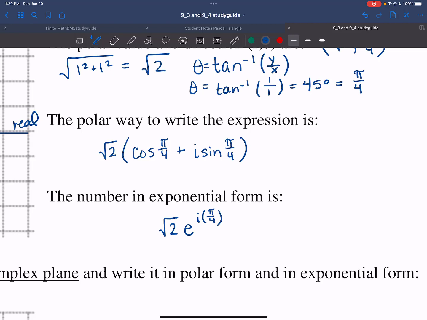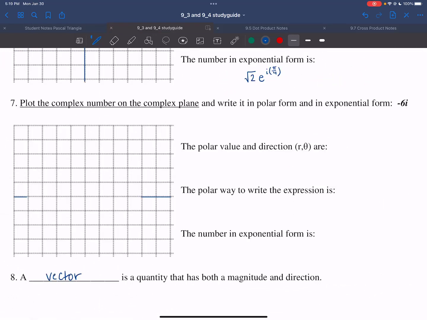So that is our value for exponential form. All right, now on to number 7. Plot the complex number on the complex plane and write it in polar form and in exponential form. So we have negative 6i.